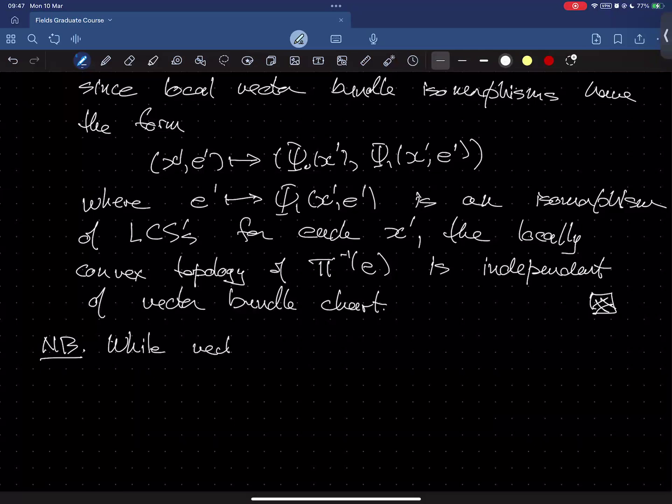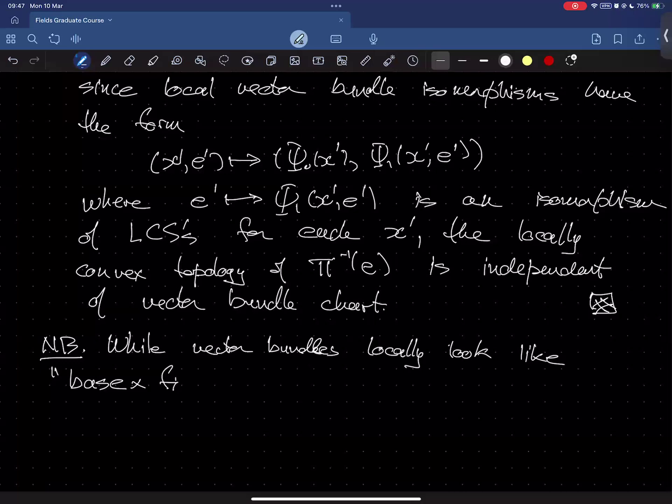Well, vector bundles locally look like base space times fiber. This is not generally true globally.